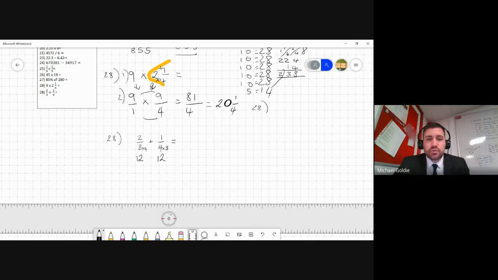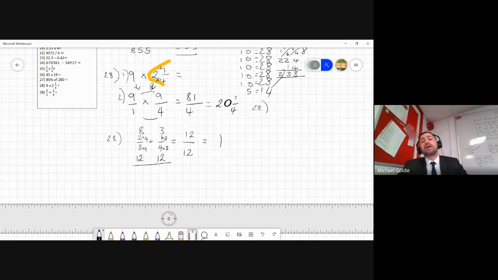Now, the key to this is to remember whatever you do to this bottom number, we must do to this top number. So if I do 2 times 4 here, that becomes 8. If I've timesed this by 3, I must do 1 times 3 here. That becomes 3. And now you've got the same denominator. You can add your tops. 8 add 3 is 11, so that's 11/12.